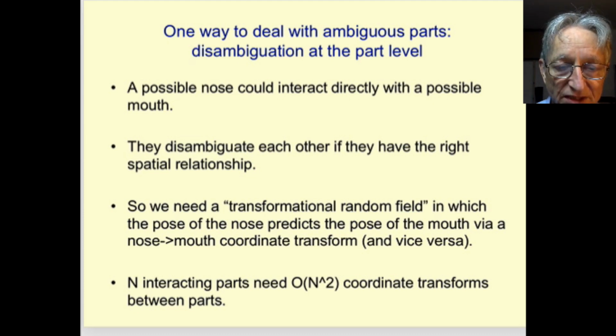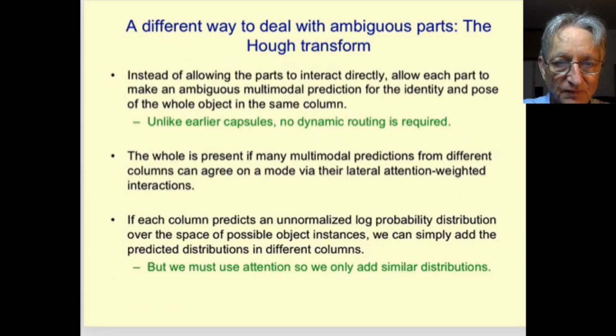That's quite complicated. That's the kind of thing that happens if you use a set transformer to try and do this. But you need order n squared interactions, and each interaction involves coordinate transforms. There's another way to do business, which is to use something called a Hough transform. Instead of allowing the parts to interact directly, you allow each part to make an ambiguous multimodal prediction for the identity and pose of the whole.